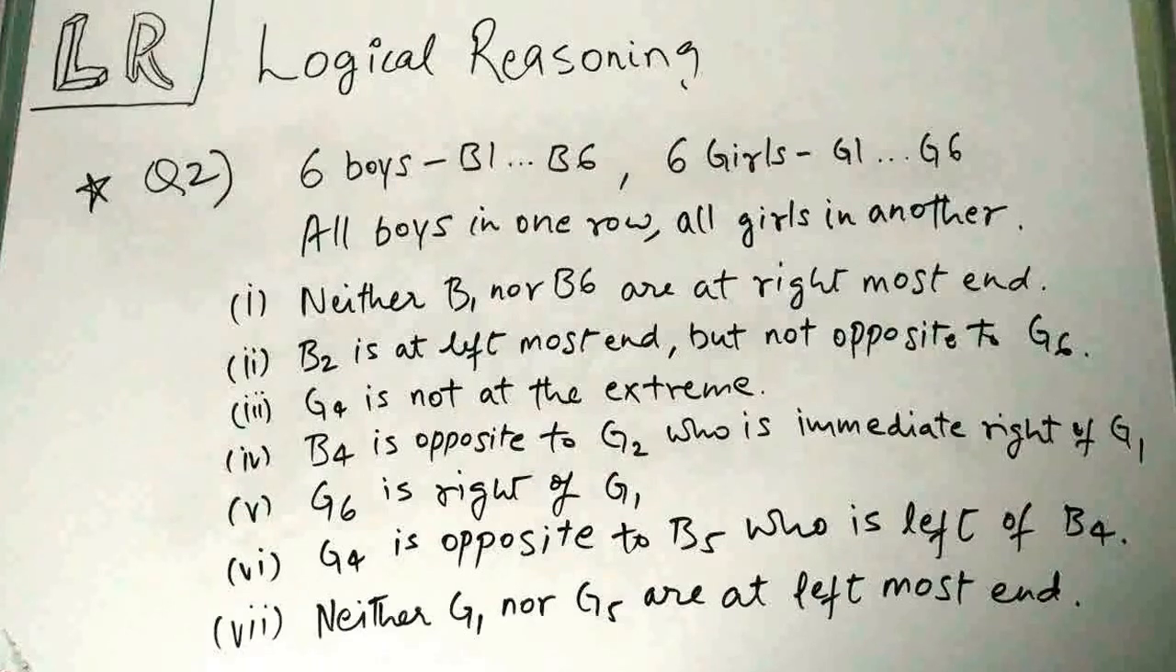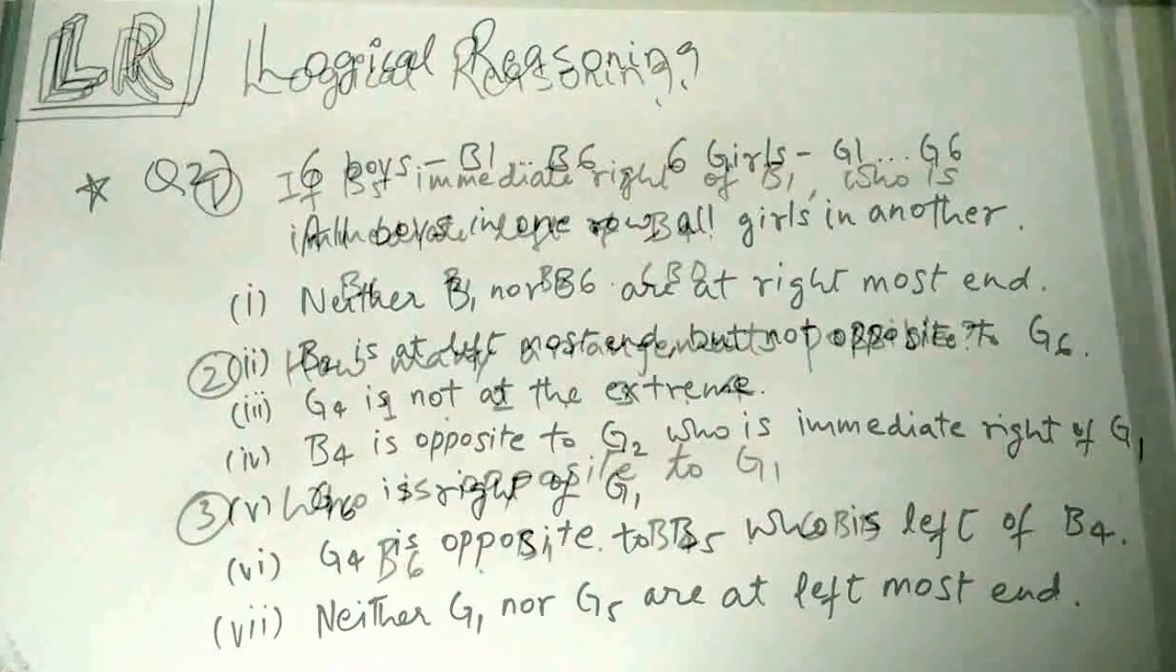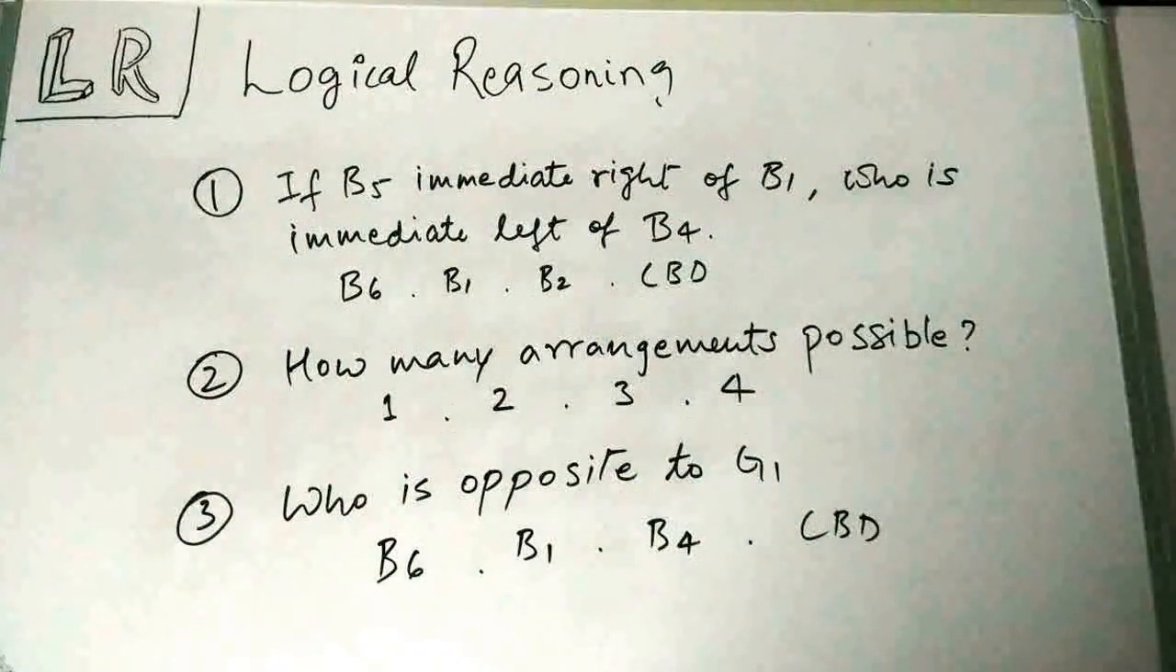Yeah, so this is the question. Just pause the video and try to solve this. And here comes the question that we have. If B5 is to the immediate right of B1, then who is to the immediate right of B4? How many total arrangements are possible? Who is opposite to G1?